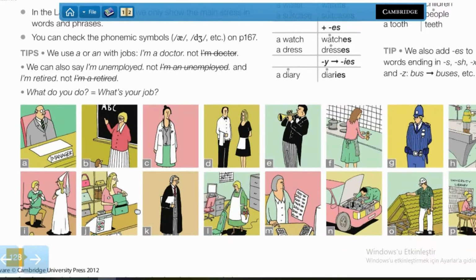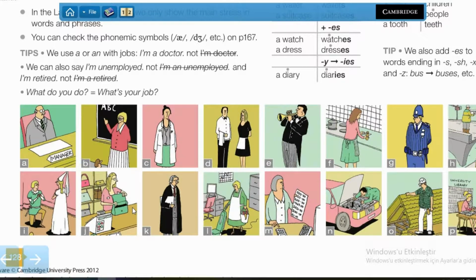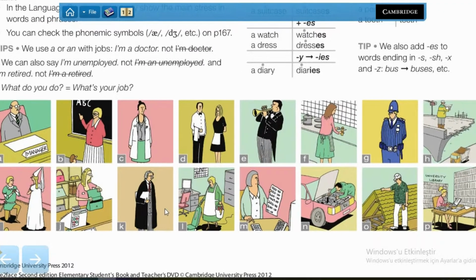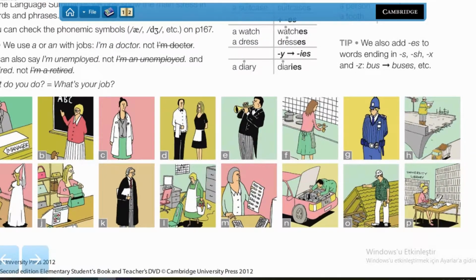The next one, picture J. What's her job? She's a sales assistant. Sales assistants help the customers in shops. The next job, picture K, is a lawyer. He's a lawyer. And picture L. What's her job? She cleans the house. She's cleaning the house. So she's a cleaner.